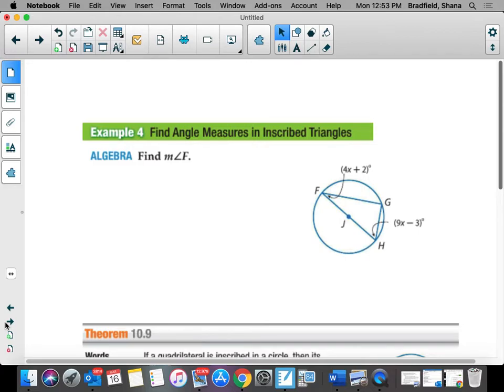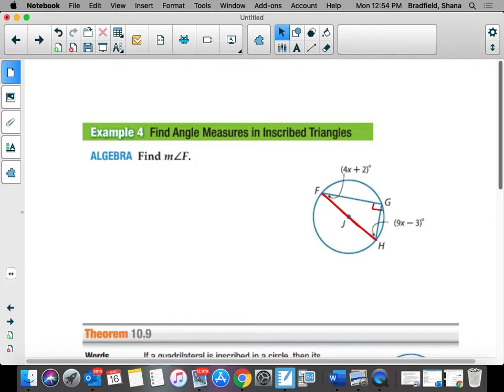All right, so we have a problem where I have a triangle inscribed in a circle. I see that one side of that triangle is the diameter. So that means that angle G here has to be a right angle. So this must be a right triangle. We want to find the measure of angle F.